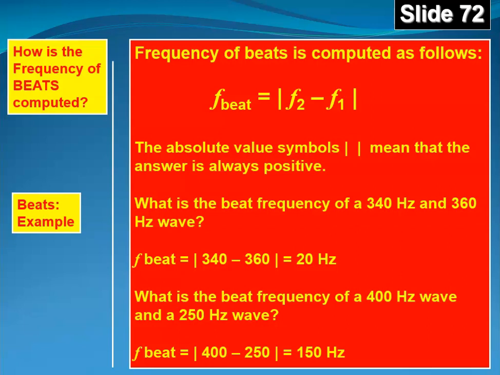So what is the beat frequency of a 340 hertz and 360 hertz wave? So 340 minus 360 is negative 20, but you take the absolute value of that, and that just makes it 20. Same down below: 400 hertz and 250 hertz wave, you just subtract, you get 150 hertz for the beat frequency. So let's listen to an example on a video of beat frequency, and that will wrap up this lesson.